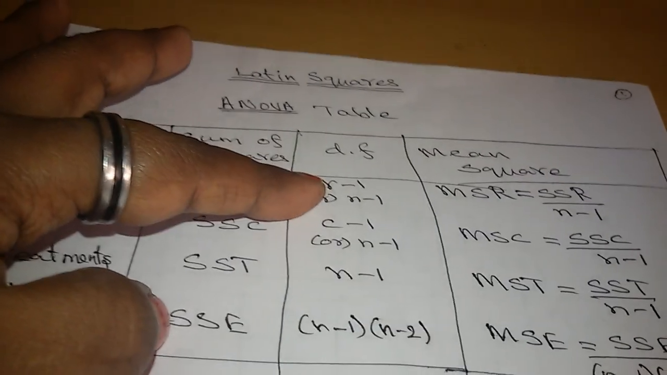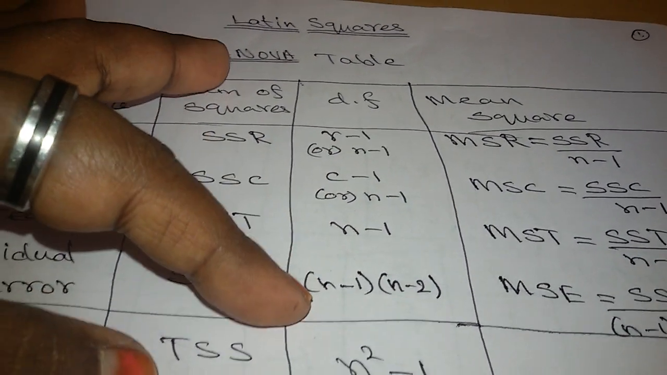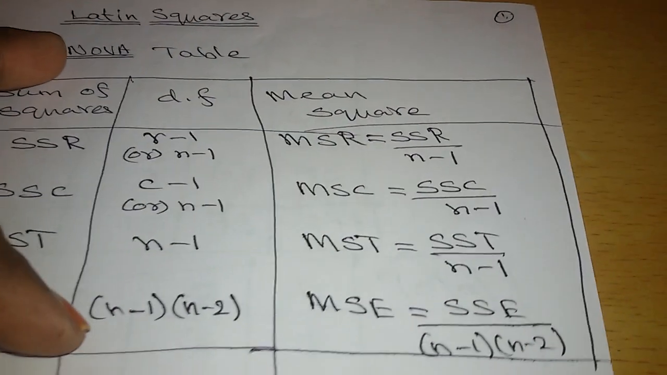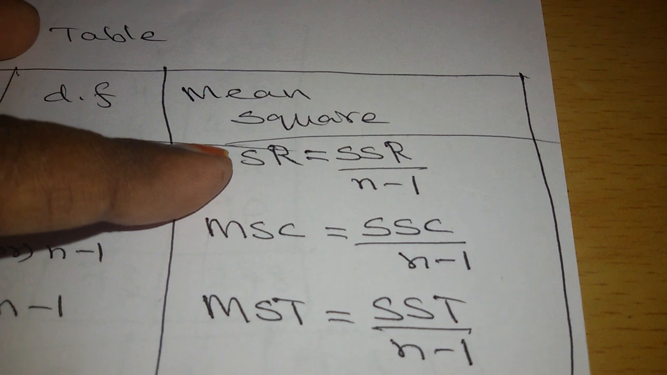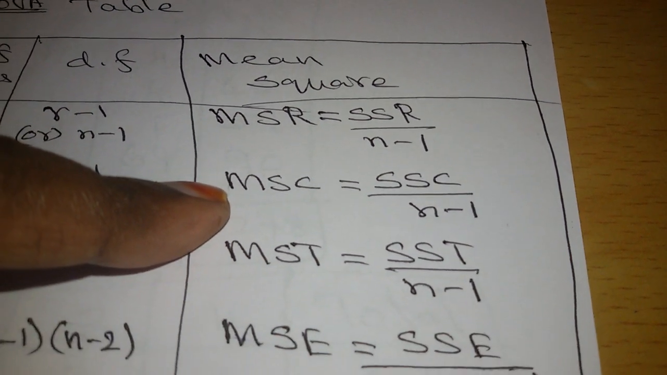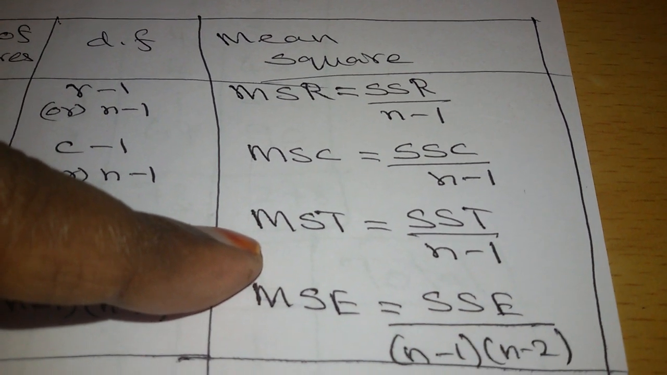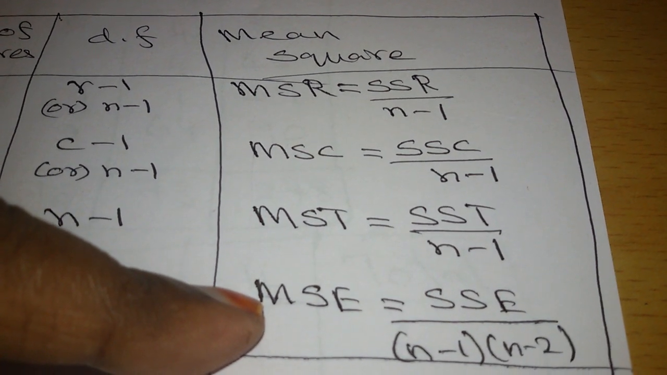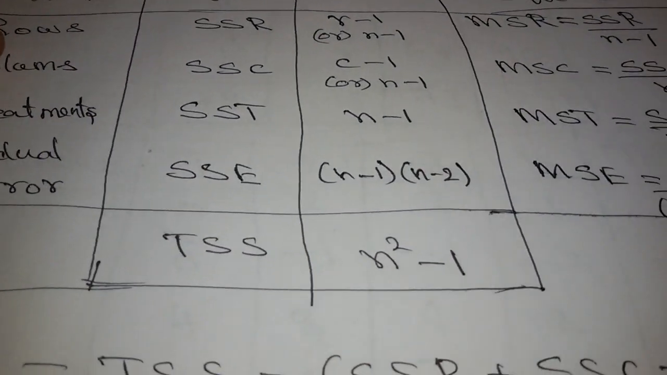Now the degrees of freedom are n-1, n-1, n-1, and for error (n-1)(n-2). The mean square between rows is SSR divided by n-1. This is MSC between columns: SSC divided by n-1. Between treatments, SST divided by n-1. The mean square of residual is SSE divided by (n-1)(n-2).